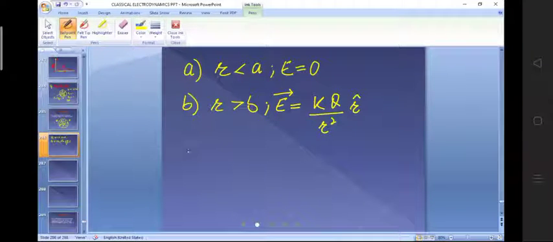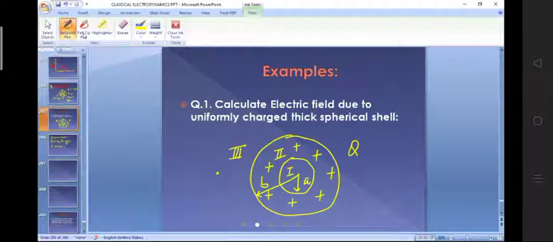Then there is part C, that is region number second, when R is less than B but greater than A. So we want to calculate electrostatic field somewhere here, at this point. Easily you can see the electrostatic field in region number first is obviously 0. In region number third, the electrostatic field will be simply equal to Kq by R square because the total charge enclosed will be equal to Q. So electrostatic field outside will be same as the point charge, Kq by R square, where R is the radial distance of the point of interest from the center of the sphere.